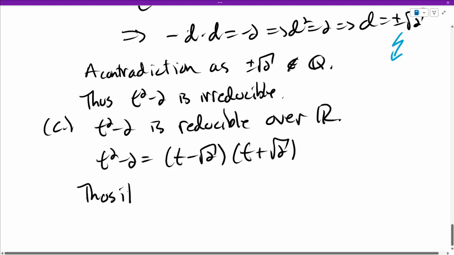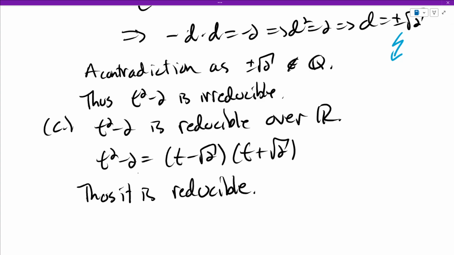Sorry, I'm going to probably confuse the words reducible and irreducible. It should be clear what I mean by context. Namely, we can write it as a product of polynomials of smaller degree. That's exactly the definition of being reducible. All right. Great.